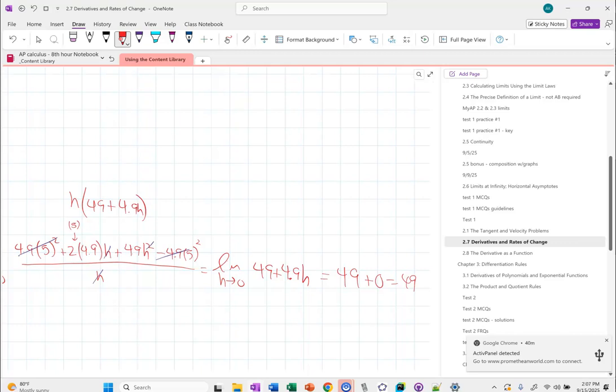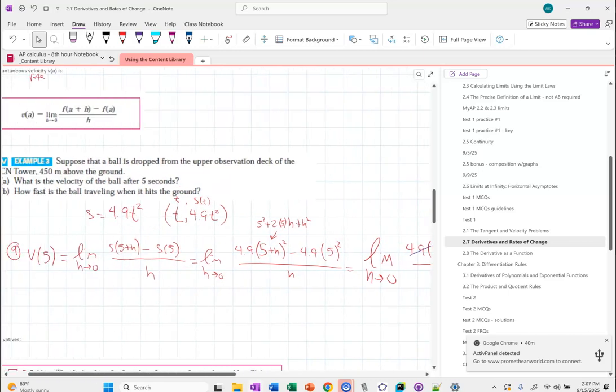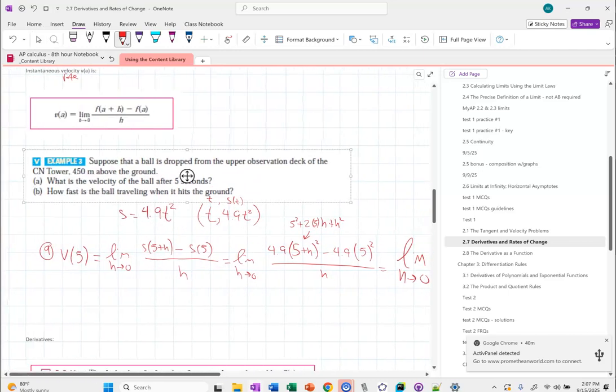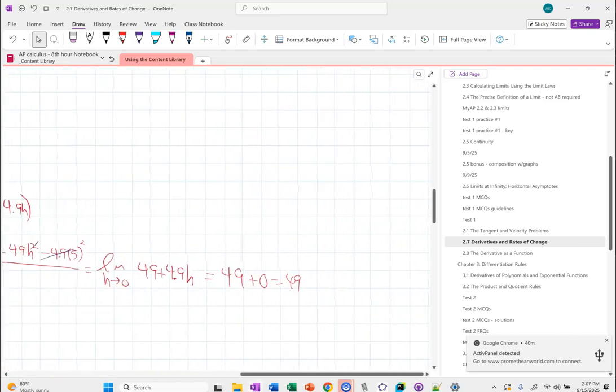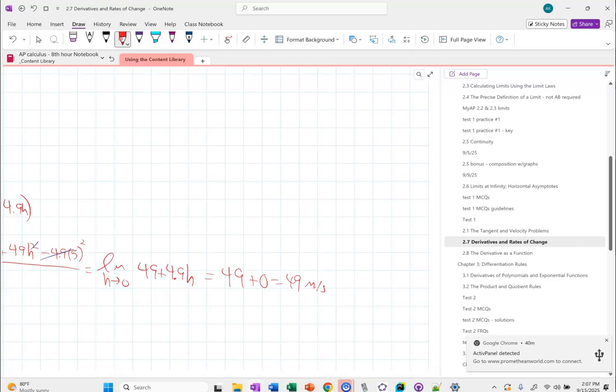Is everybody okay? This should have a unit though to it, right? I think we're in meters per second. So 450 meters times in seconds, so velocity is meters per second. Yes. Of course. Yeah, go ahead.